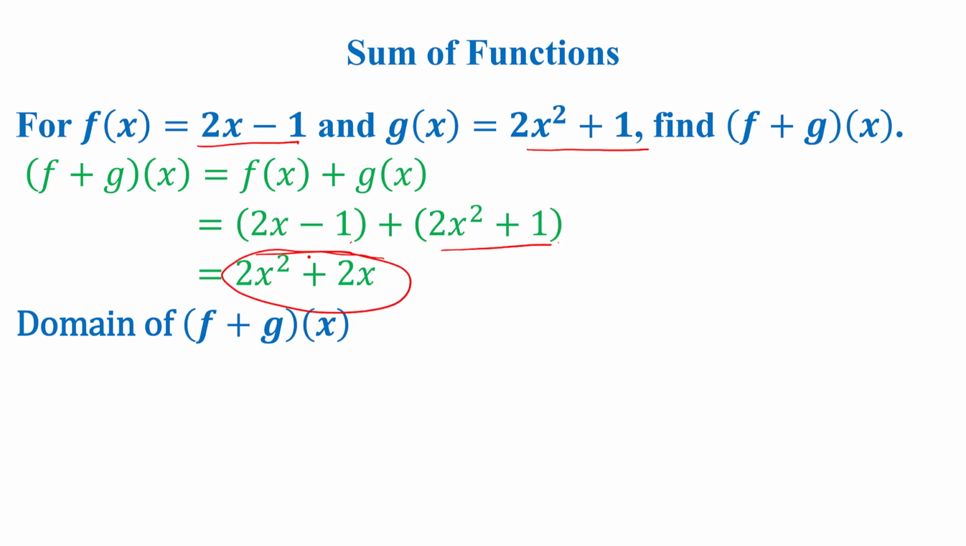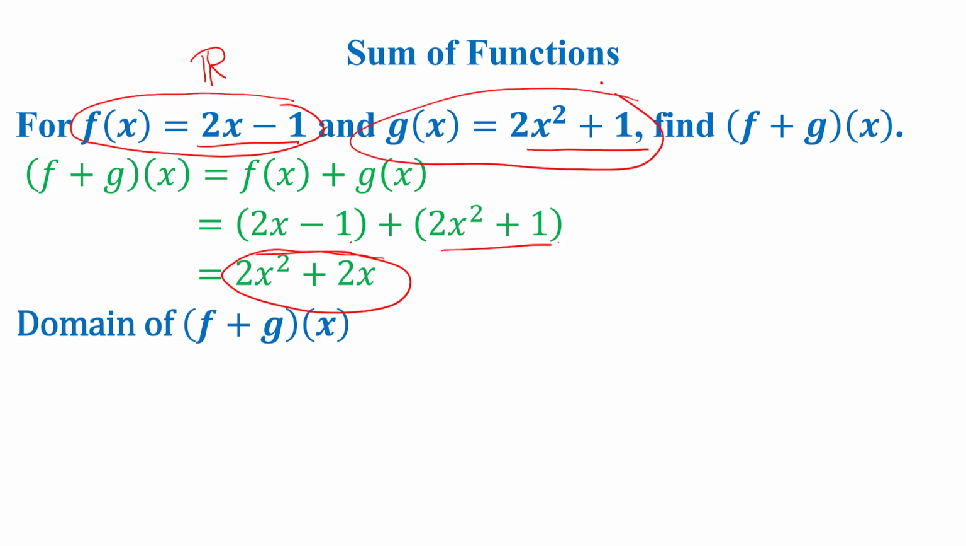To find the domain of f plus g of x, we look for the domain of f of x. Well, 2x minus 1, I can put in any number for x that I want to here. So the domain of f of x is all real numbers. The domain of g of x, which is equal to 2x squared plus 1, again, I could put in any value that I wanted to for x, and that would be legitimate. So the domain is all real numbers.